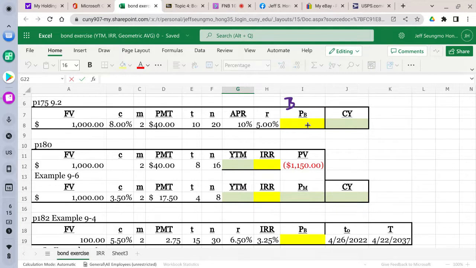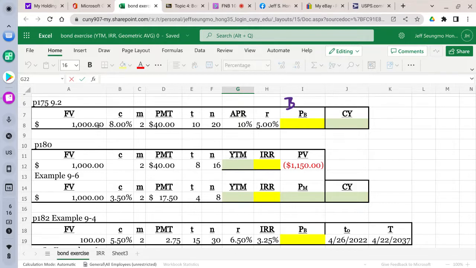But market price is mostly determined by the brokers, because they do large volume trades, large quantity trades. So depending on how large a volume they buy or sell, there can be some discount.